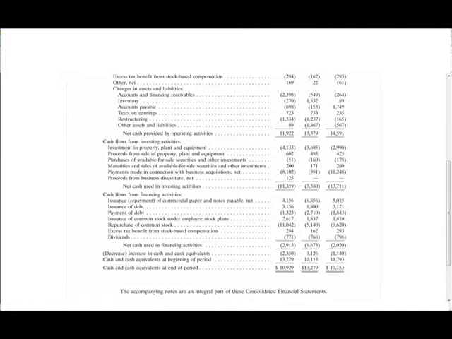It earned $8,761 million, and the cash and cash equivalents at the end of the period was $10,929 million.